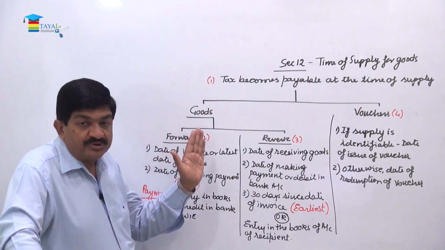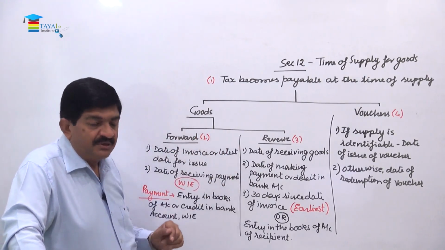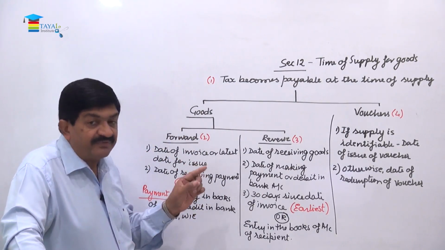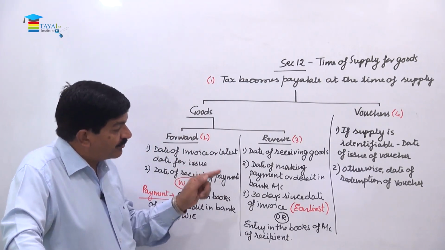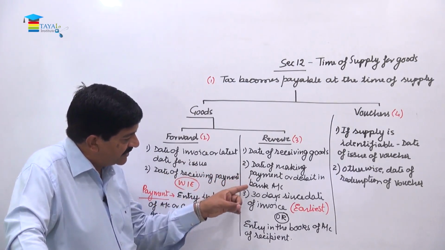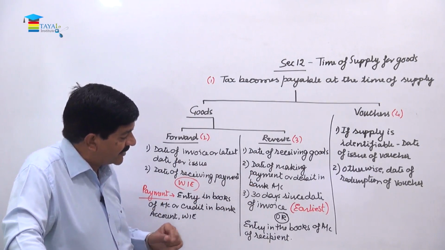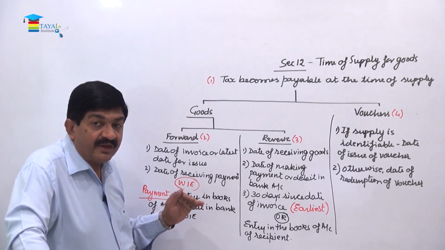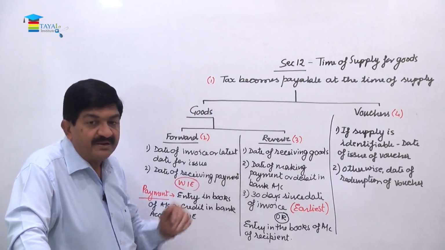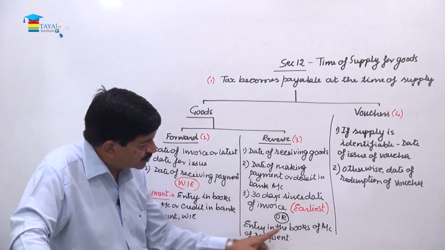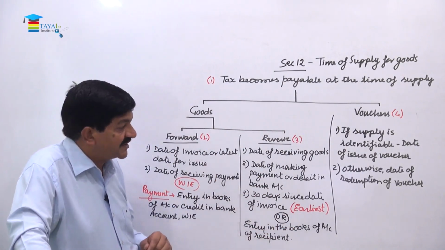In case of goods, if it is a reverse charge, then the recipient is required to pay the tax. Then the date of receiving the goods or date of making payment to the supplier. Making payment means debit in the bank account. Or number 3, 30 days from the date of invoice. Out of the 3, whichever comes earliest. And if all 3 are not possible, then it says entry in the books of account of the recipient. That is the time of supply.